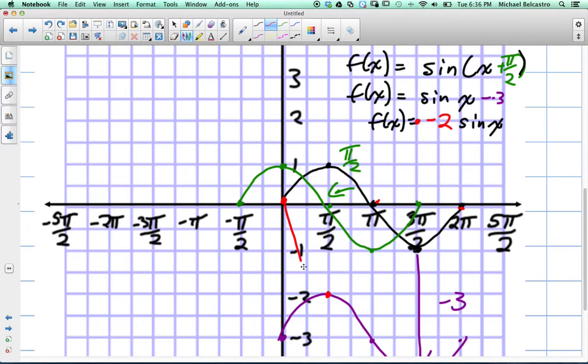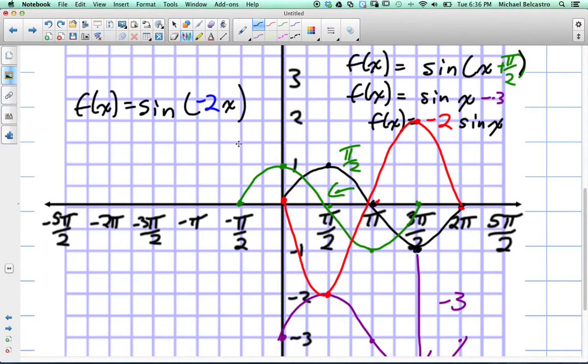So this relationship has flipped it and vertically stretched it. Excellent. And then finally, hopefully we can get this last one in here, f of x. Let's say it's the exact same idea, but in this one it becomes sine of negative 2x. What is that going to do to our original one in black here?